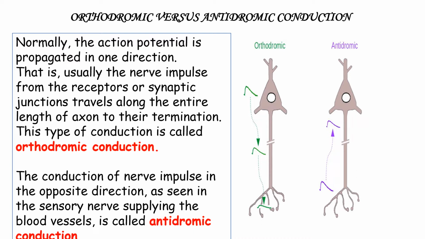And when the conduction of the impulse occurs in the opposite direction, as seen in the sensory nerve supplying the blood vessel, it is called antidromic conduction. You can also see in this figure the antidromic conduction from the periphery towards the central receptors.